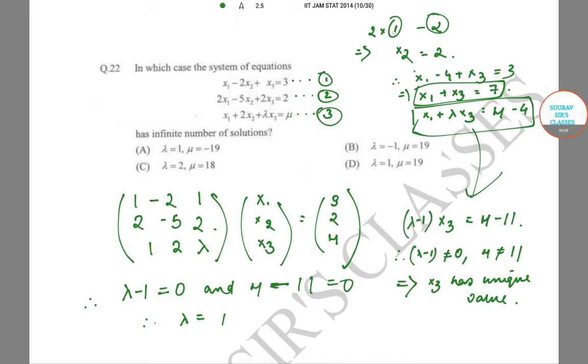2 times equation 1 minus equation 2 actually gives us x2 equal to 4. I'm sorry, because it's 3 times 2 minus 2, which is 6 minus 2, which is 4. And so now from equation 1 we get x1 minus 8 plus x3 equal to 3, or x1 plus x3 equal to 11.